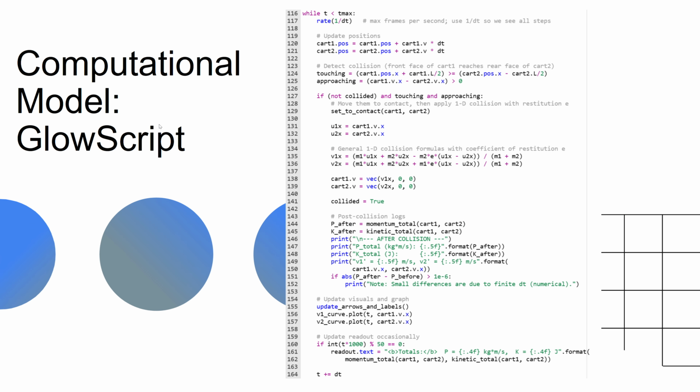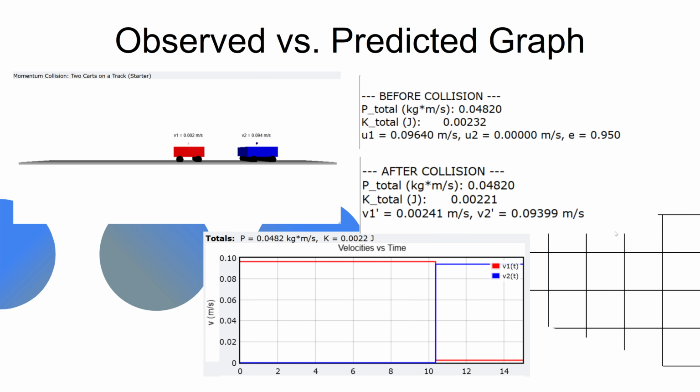Now, the computational model, GlowScript. This is the main code that I used, as well as the position update over here, as well as the cart velocity update, as well as the p after and kinetic final, and momentum final equations, as well as kinetic equations. Observe, predict, graph again.